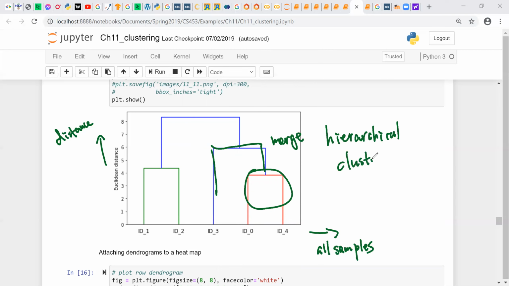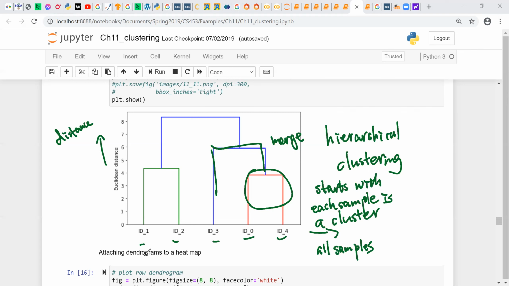clustering works. Hierarchical clustering starts with each sample as a cluster. You consider each sample a cluster. Later on, you use distance to merge: find the closest, based on whatever the distance definition is. Then you merge. So that's why over here I merge.